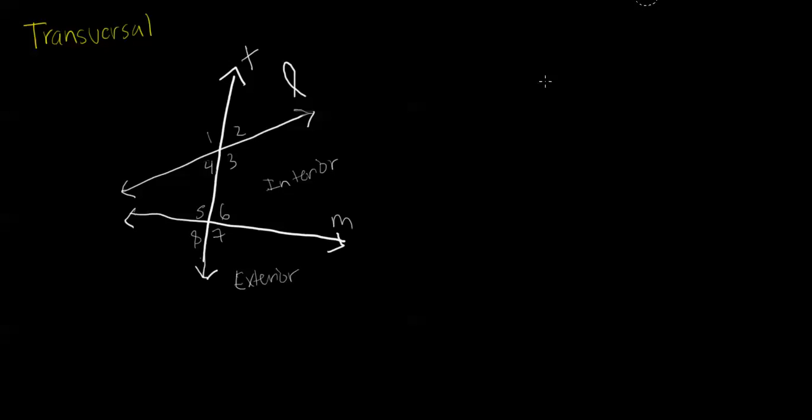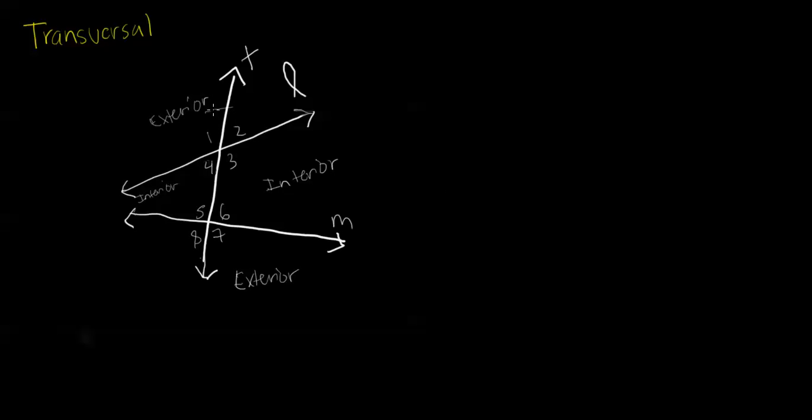A transversal is a line that intersects two or more coplanar lines at distinct points. So we can see that we have line L and M, and they're coplanar because they lie on the same plane. And line T is the transversal. It intersects the two lines at distinct points. It creates 8 angles, as you can see.